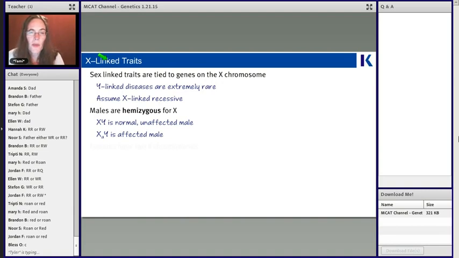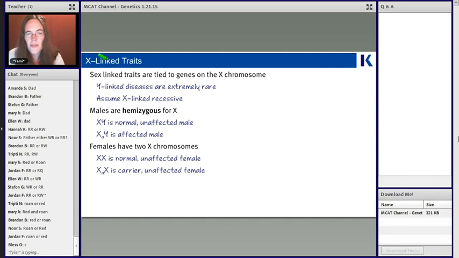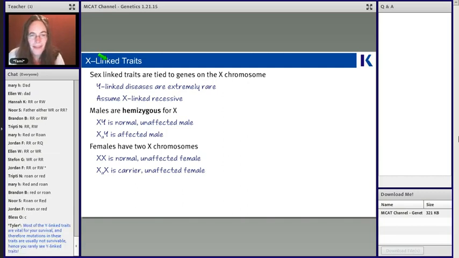Females, we have two X chromosomes, so we can counteract this. So both of these first two are unaffected. However, the second one is a carrier. Why? Because she's unaffected, but she does have the allele. The only way for a woman to be affected is if she has two X chromosomes that have that specific allele.